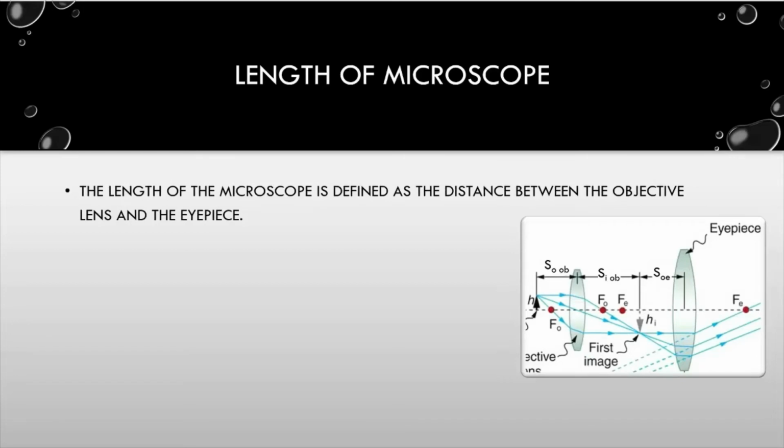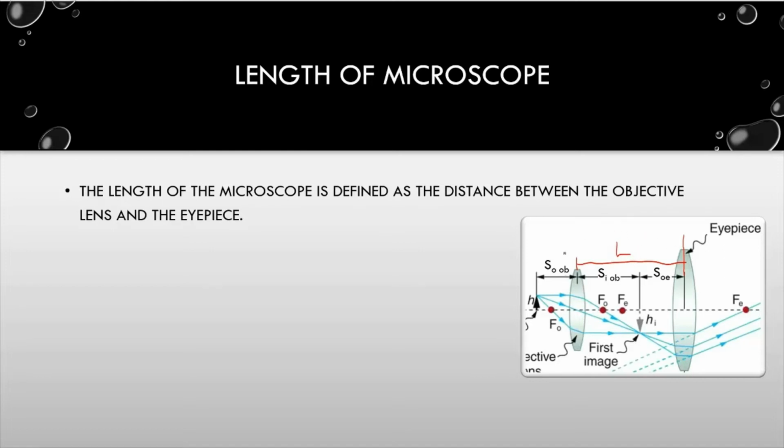The length of the microscope is defined as the distance between the objective lens and the eyepiece. From the figure, this is the center of the objective lens, and this is the center of the eyepiece. So this is L. L stands for the length of the microscope.